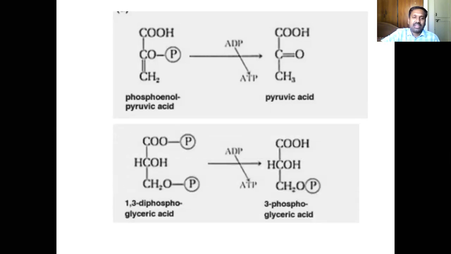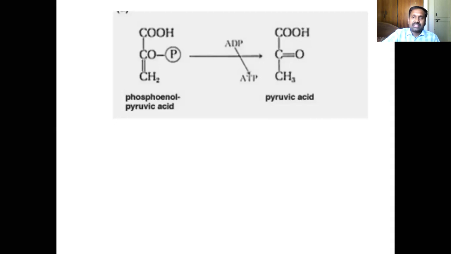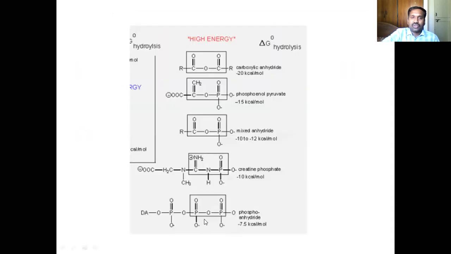One more example which I am giving is a molecule called 1,3-diphosphoglyceric acid. It is also called 1,3-diphosphoglycerate. That transfers its phosphate group from one of its carboxylic acids to ADP. ADP becomes ATP, and diphosphoglycerate becomes monophosphoglycerate.